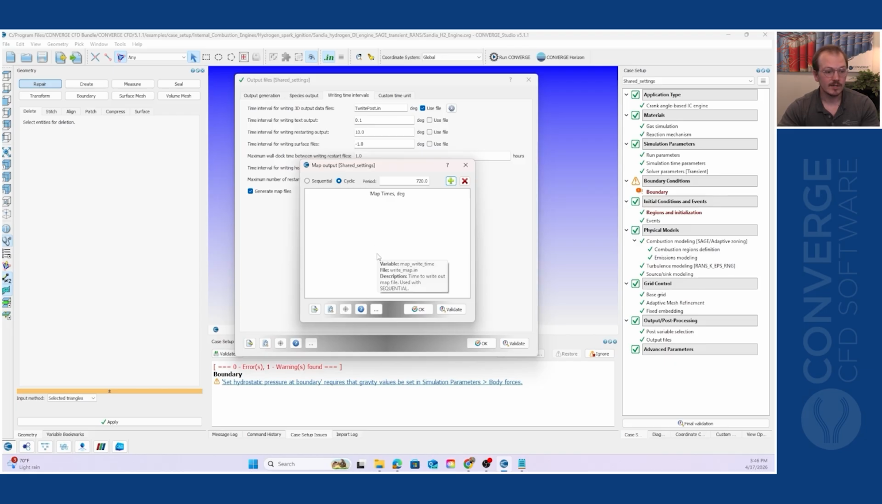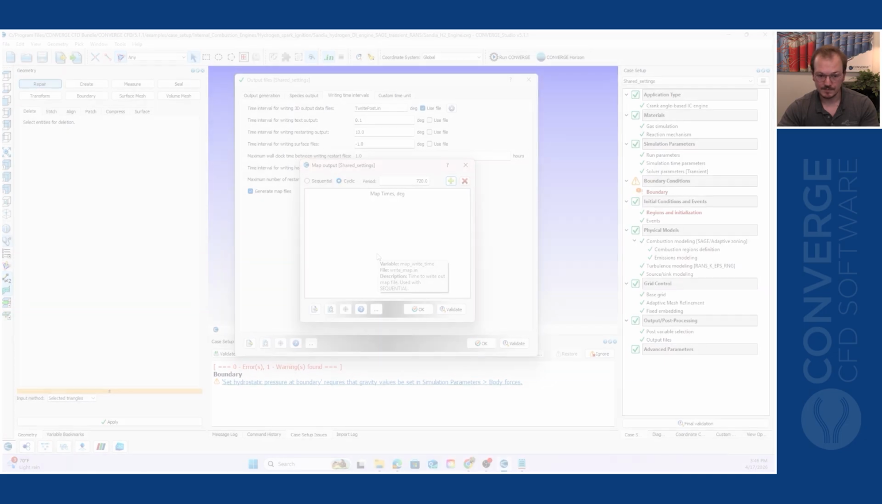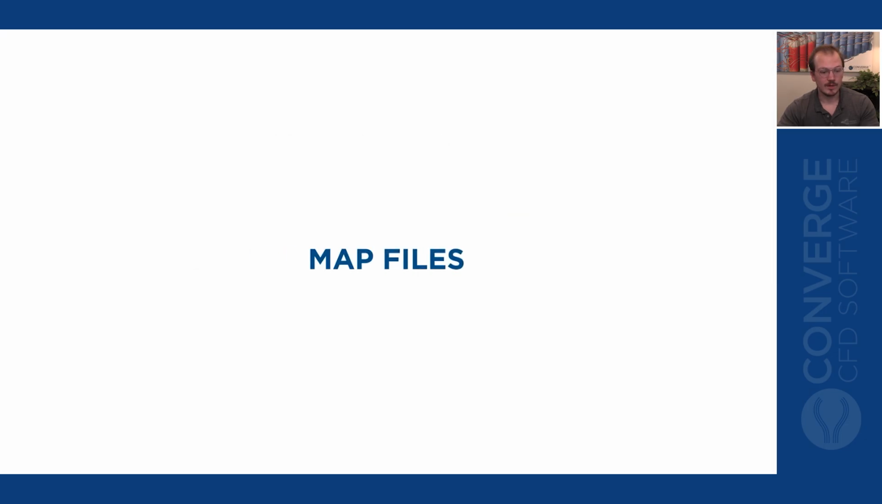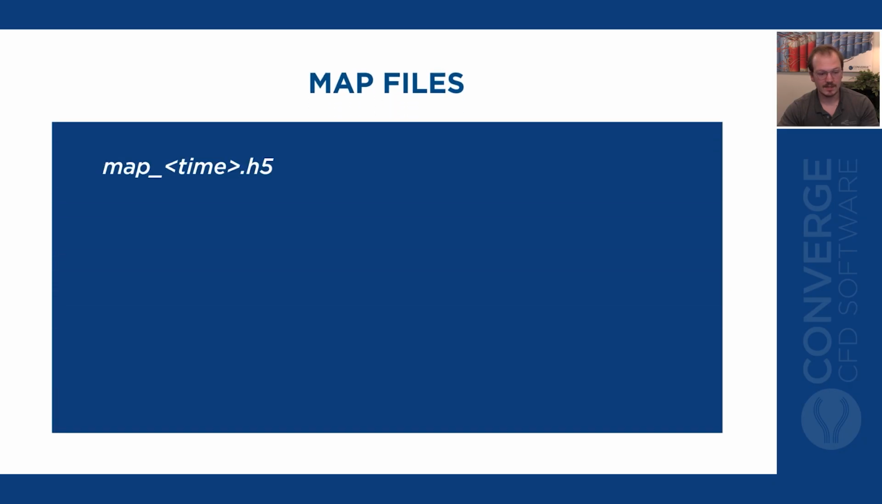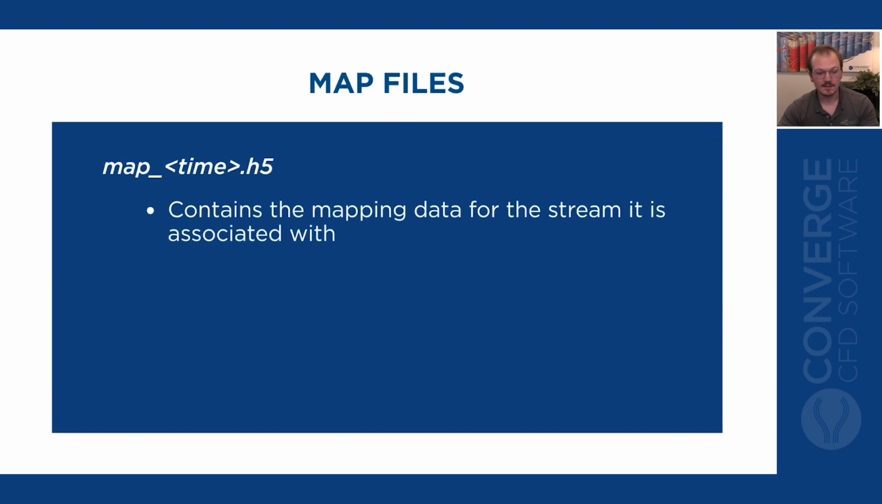If nothing is configured here, then CONVERGE will only write a map file at the end of the simulation. There are a couple of different map files you may run into. The map file you encounter most is the map.h5 file. This contains the mapping data for the stream it is associated with. This map file is generated for all simulations.